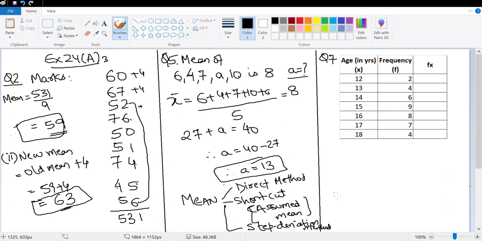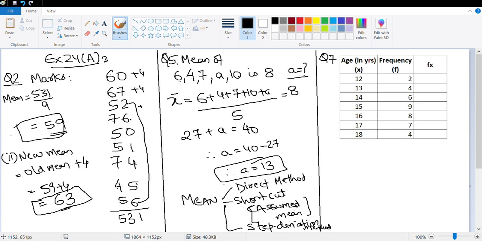But if the question specifically says use this method, then you will have to use that method, otherwise the ICSE board gives you direct 0. I repeat, there are 3 methods: direct, shortcut, and step deviation. If the question specifies the method, please use that method. So let's look at the question.